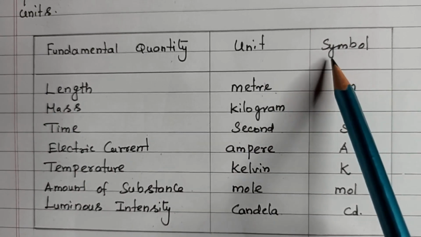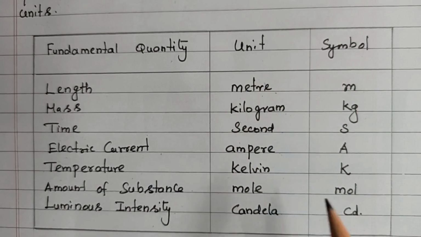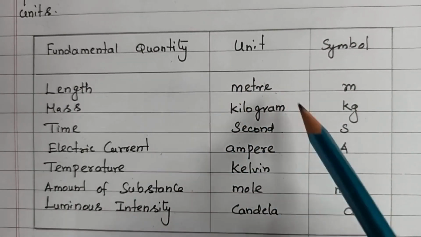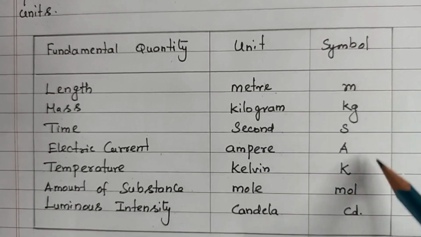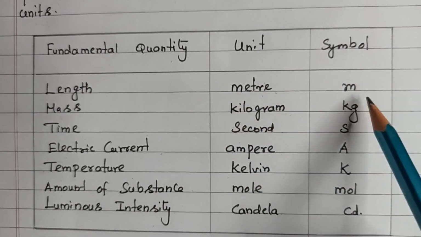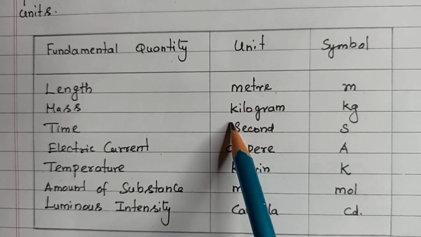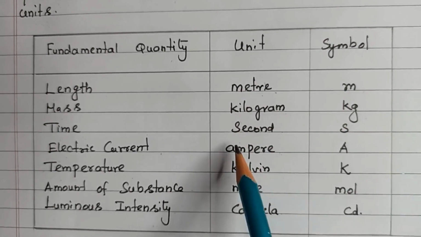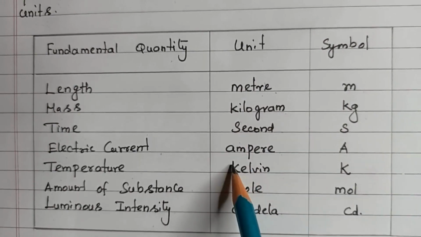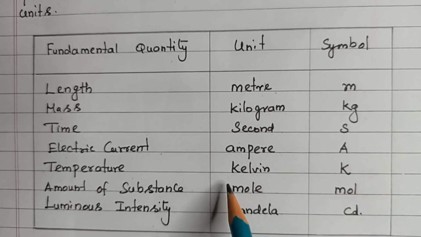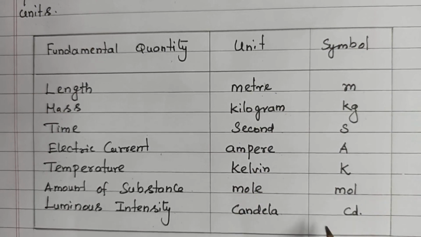Now, what are the symbols for these units? It is very difficult to write the full form of the unit. So, instead of writing the full form, we can write the symbols. For meter, the symbol is m. For kilogram, symbol is kg. Second, s. Ampere, capital letter A. Kelvin, capital letter K. Mole, mol. Candela, cd. So these are all the symbols for these units.